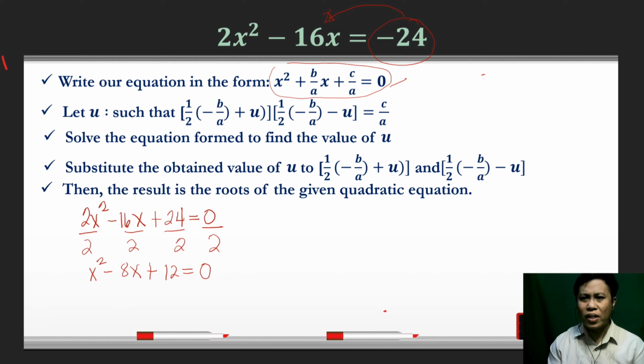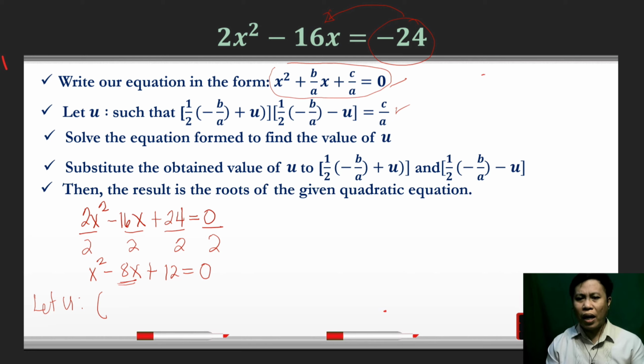Then the second step is to assign a certain variable so that we can make an equation. So paano ba yung gagawin? We let u such that yung coefficient ng x squared is negative 8. Ang gagawin mo doon, kunin mo yung additive inverse, meaning yung opposite sign niya. Negative 8, ang opposite sign is positive 8, then get the half of that.